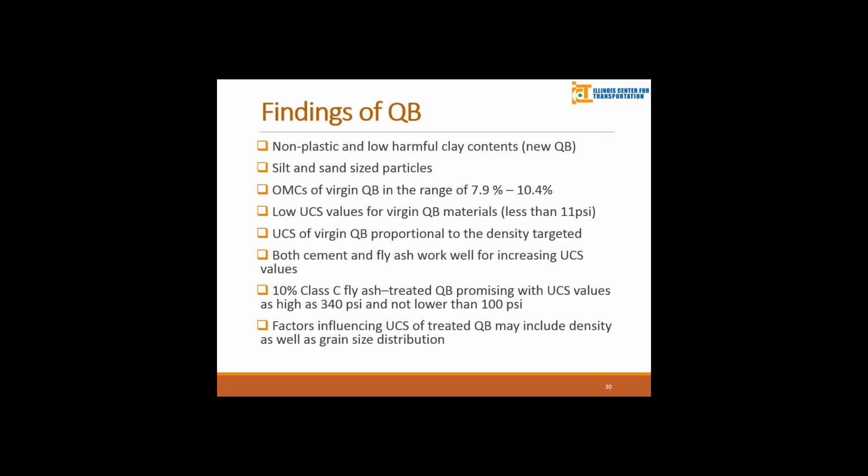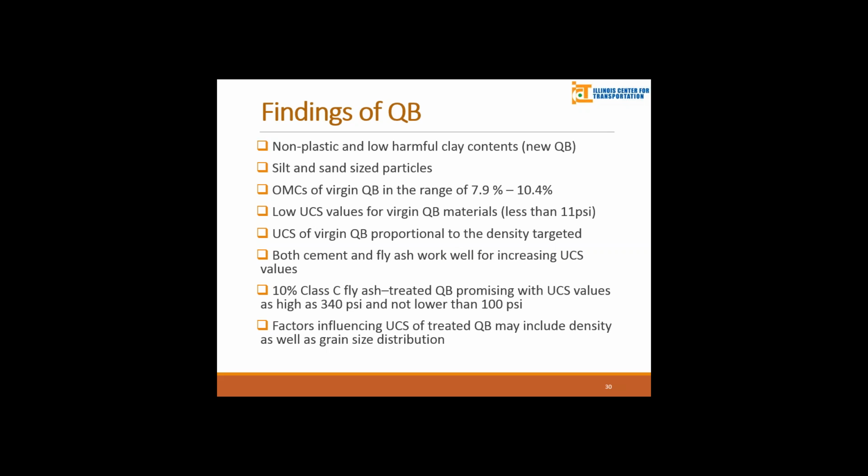The QBs from all the 4 quarries are found to be non-plastic and have very low harmful clay content because they are new QBs. This is not applicable to old QBs, which means they are stockpiled in the rain or snow for a long time. And these QBs are silt and sand-sized particles. The optimal moisture content of the virgin QBs is in the range of 7.9% to 10.4%. And all the QBs have very low strength values that are less than 11 psi. The strength values of the virgin QBs are proportional to the density that we targeted.